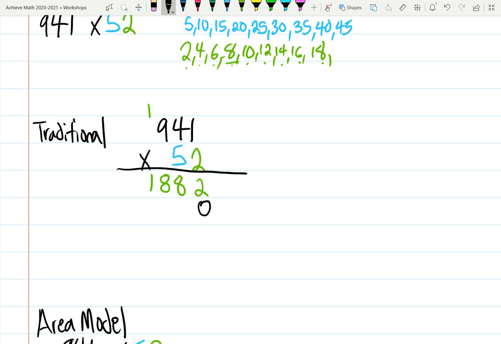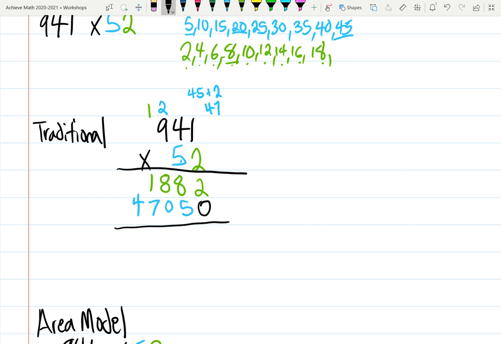This is just a rule, so I used black to represent it. Now I'm going to adjust to the 5. What is 5 times 1? 5. What is 5 times 4? 20. So I put the 0 and then I carry over the 2 to the next number. What is 5 times 9? 45. So now I have to do 45 plus 2, which is 47, and carry over the 4, which is just going to go right there.